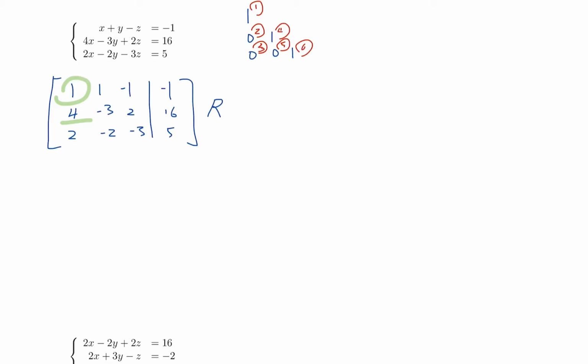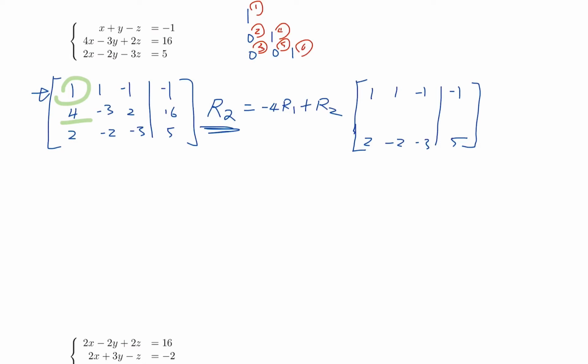So R2, I'm going to just do negative 4 times R1 plus R2. So that means I'm going to multiply negative 4 here to the entire R1 and add across in R2. So in my new matrix, updated matrix, well, R1, we're not changing R1 right now. So stay as it is. And R3 also not changing, so I'm just going to copy it. Only R2 is changing in this matrix.